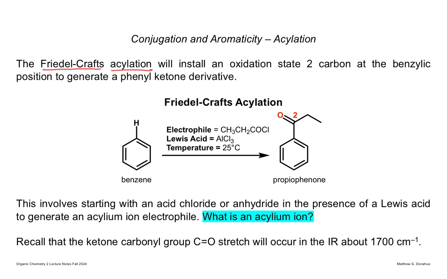And so an acyl group is essentially a carbonyl. So we're going to make a ketone. Specifically, it has to be a phenyl ketone because the phenyl part is coming from the benzene. And the ketone part is coming from our electrophile. And the electrophiles that we're going to focus on are either acid chlorides or anhydrides.